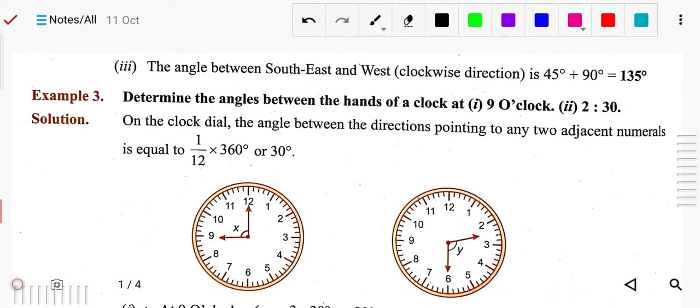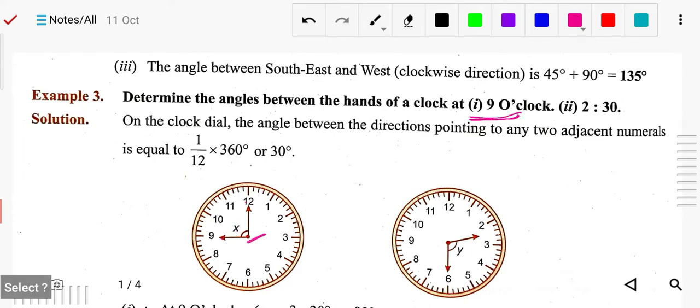This one: determine the angle between the hands of a clock at 9 o'clock and at 2:30. So we have to find the angle. If it is exactly 9 o'clock, the minute hand will be at the 12 and the hour hand will be at the 9. Between them there is some angle, call it x, and that angle we have to find out. So how do you find it?